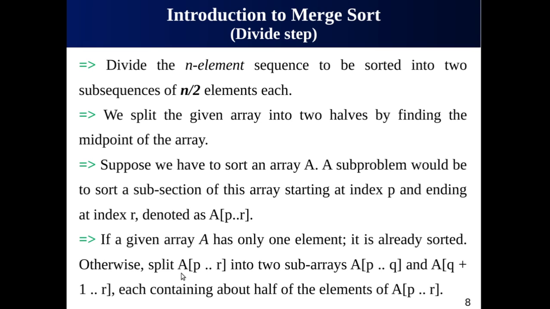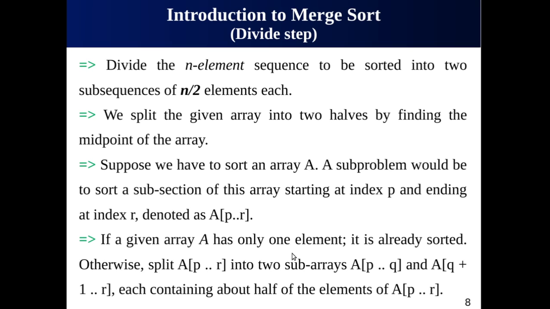So now we need to split this array into two sub-arrays. The first sub-array will contain elements starting from P and ending at Q, while the second sub-array will contain elements starting from Q plus 1 and ending at R. Each sub-array will contain half of the elements of A[P..R]. What does it mean? Let us put some numbers. Consider the array A has 10 elements. So P will refer to index 1, R will refer to index 10.